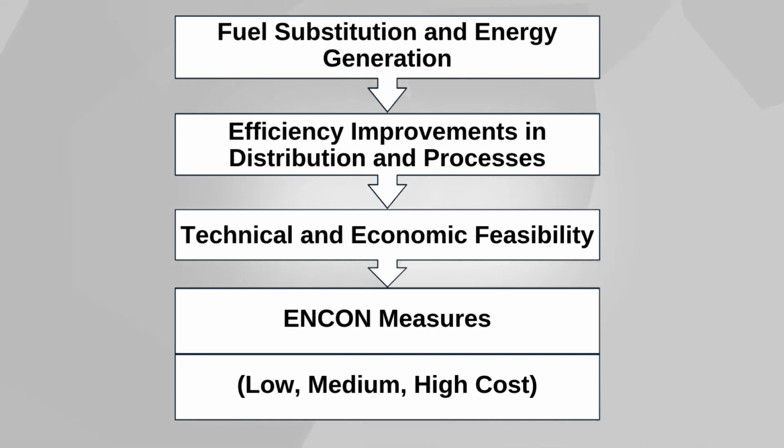Implementation roadmap and actionable plan provides a clear roadmap and action plan for implementing the recommended ECMs. It outlines the steps, timelines, and responsibilities for each ECM, considering dependencies and coordination requirements. The action plan may include guidance on project management, procurement, installation, commissioning, and training. It also addresses any necessary approvals, permits, or regulatory compliance aspects.